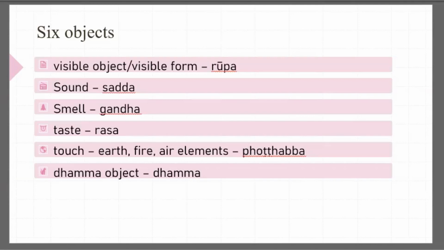So let's repeat again. How many objects? There are 6 objects: Rupa, Sadda, Gandha, Rasa, Pottabha and Dhamma. Visible form, sound, smell, taste, tangible object or touch, and Dhamma object. Those are the 6 objects.